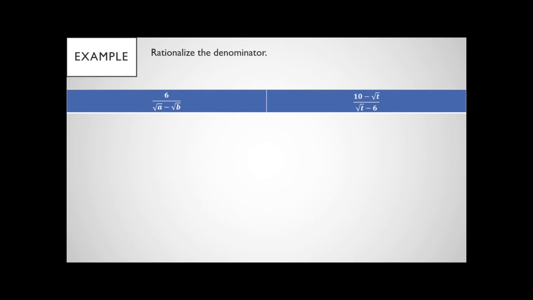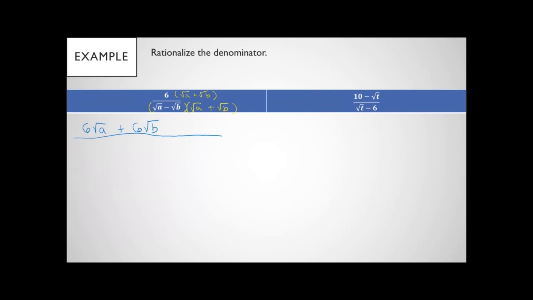So first one, we have the square root of a minus the square root of b. So we are going to multiply by the square root of a plus the square root of b so we can switch out those positive and negative signs. And then I need to do that on the top as well. So on the top, I'm going to distribute 6. So I'm going to get 6 times the square root of a plus 6 times the square root of b. That was a terrible straight line.